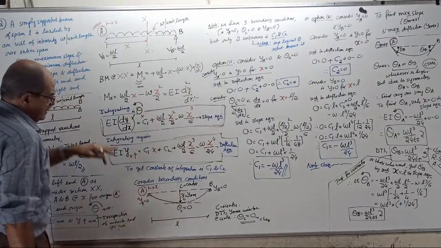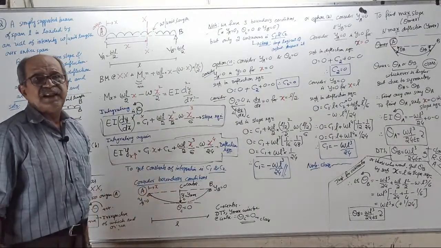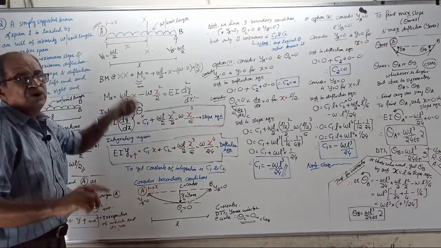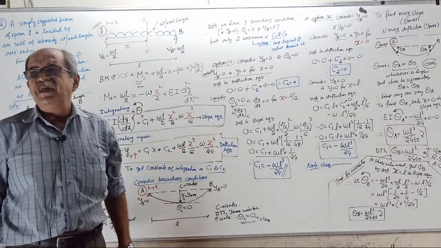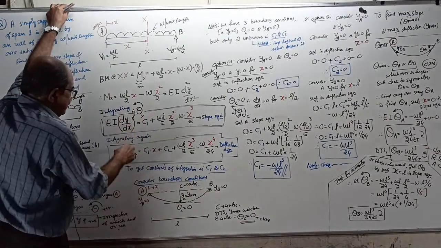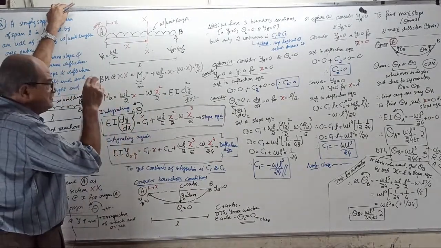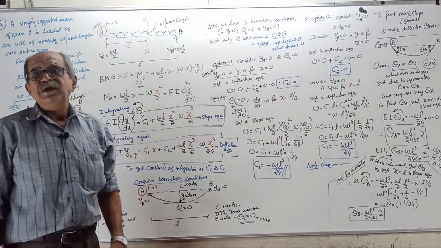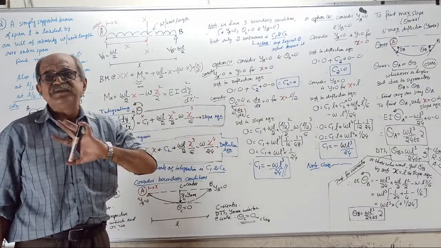Deflection equation. To get constants of integration C1, C2, use boundary conditions. Make a note. Boundary condition means, see, we want to substitute in these two equations. We want zero slope or zero deflection. Boundary means zero values are required, others not useful.